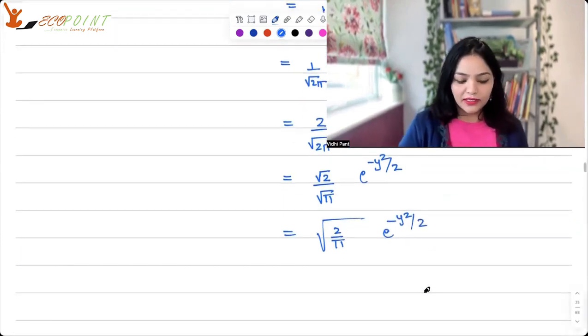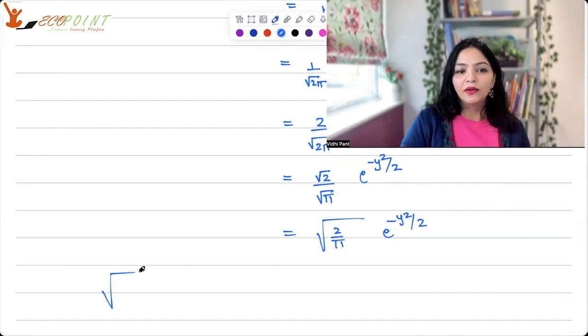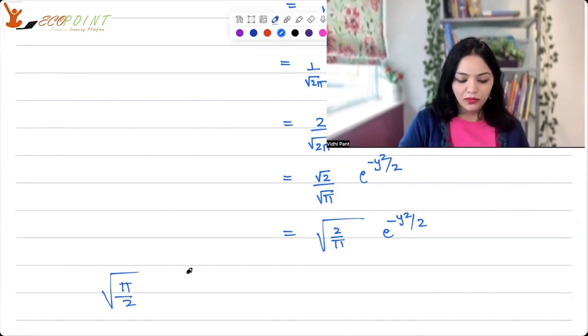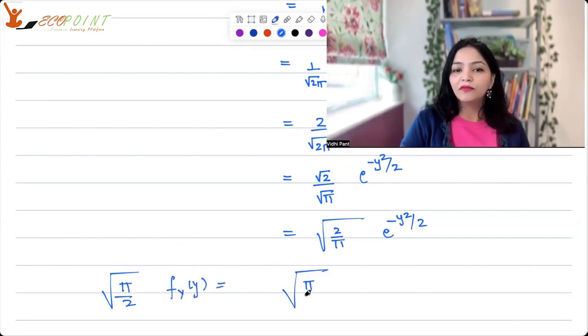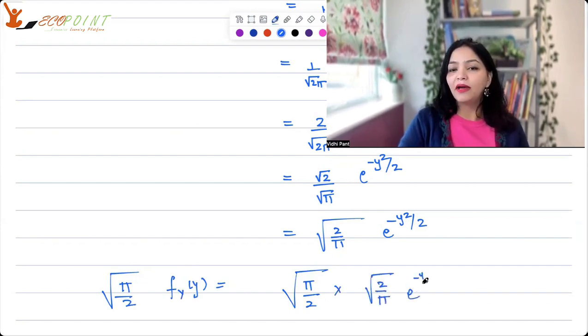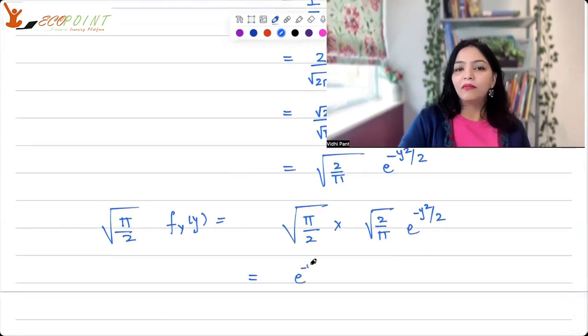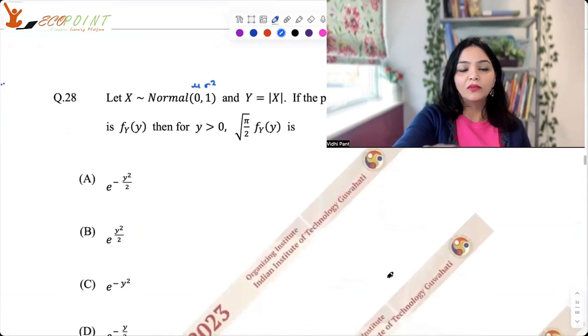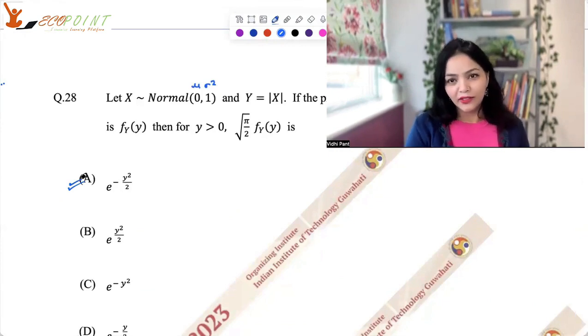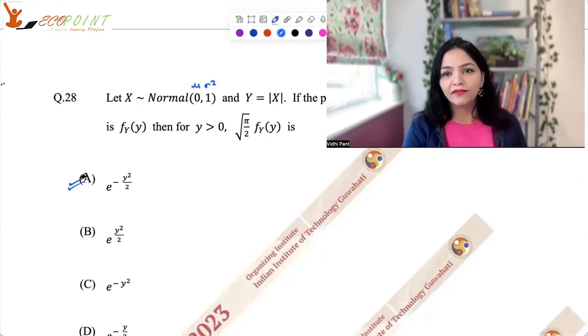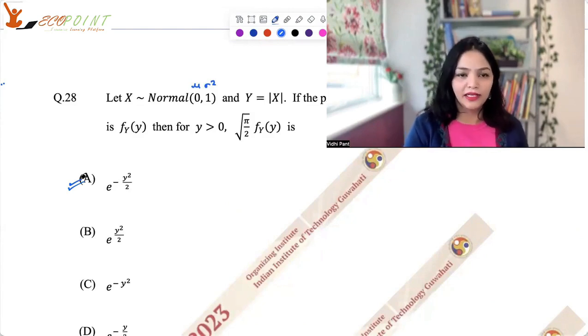What we have to find out in this question is square root of pi by 2 times fY of y. That will be equal to square root of pi by 2 into square root of 2 by pi e to the power minus y square by 2, and hence the answer is e to the power minus y square by 2. And this, my friends, is your option A. So option A is the correct option. I have tried to give you some information about continuous random variables through this question. So I hope that will really help you guys. Okay.